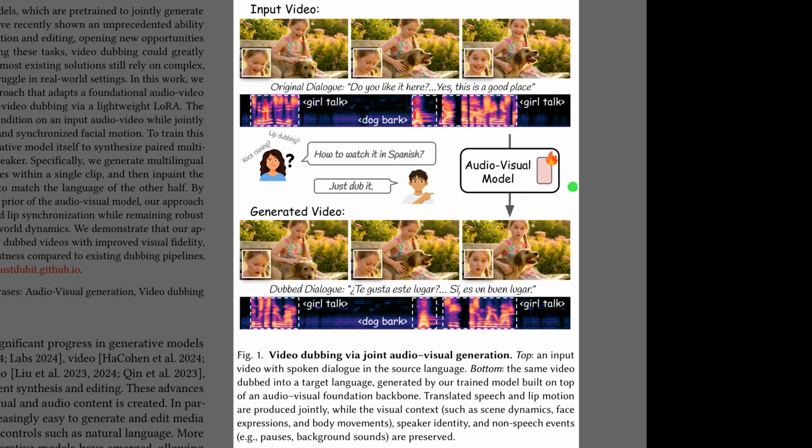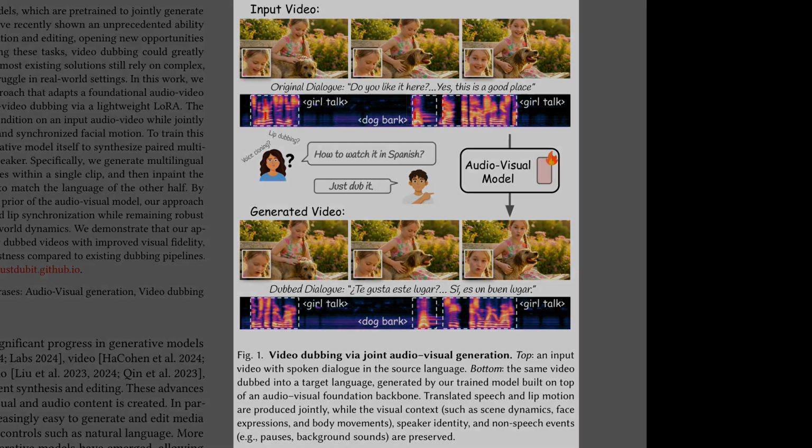Figure 1 illustrates the core concept using a concrete example. At the top, the input video features a girl speaking English, interleaved with a dog barking, which creates a complex audio mix. The middle section shows how the proposed unified audio-visual model processes this without separating pipelines for voice and lips. Finally, the bottom panel displays the result where the girl now speaks Spanish with synchronized lip movements, while the background dog bark is preserved perfectly in the new audio track.